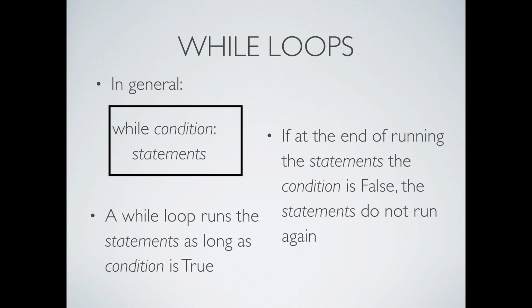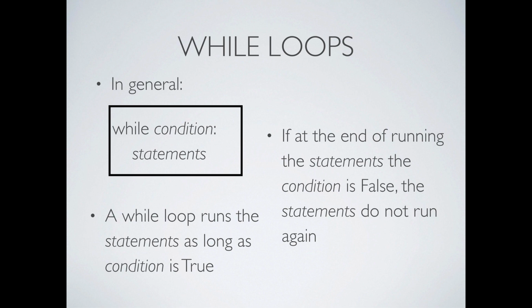So in general, this is what a while loop looks like. You have the word while. This is another one of those Python keywords. And then some condition. This condition is something that evaluates to a bool type, either true or false, a colon, and then the statements that you want to run are indented underneath that colon.